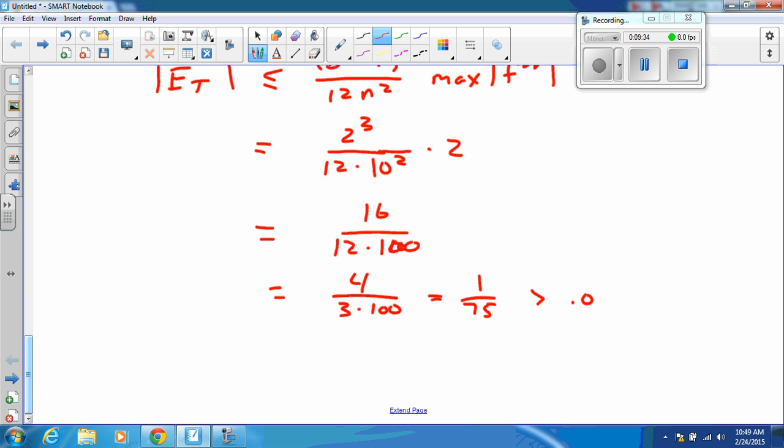So I can see that by going from n equals 2 to n equals 10, I would improve the accuracy significantly. My error would go from 0.33 to no worse than 0.01.